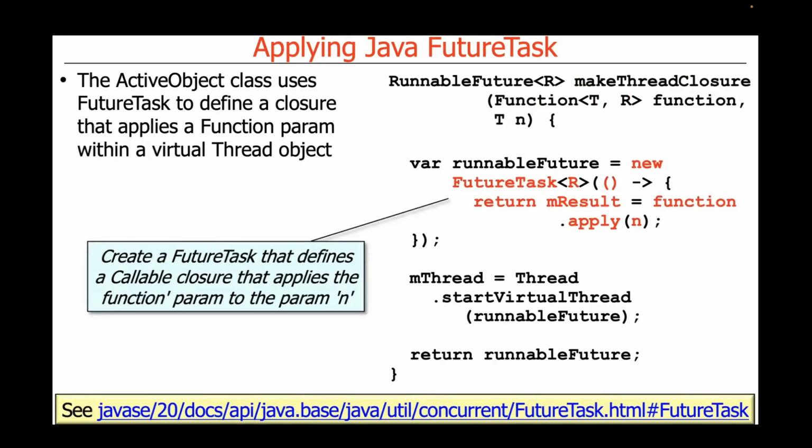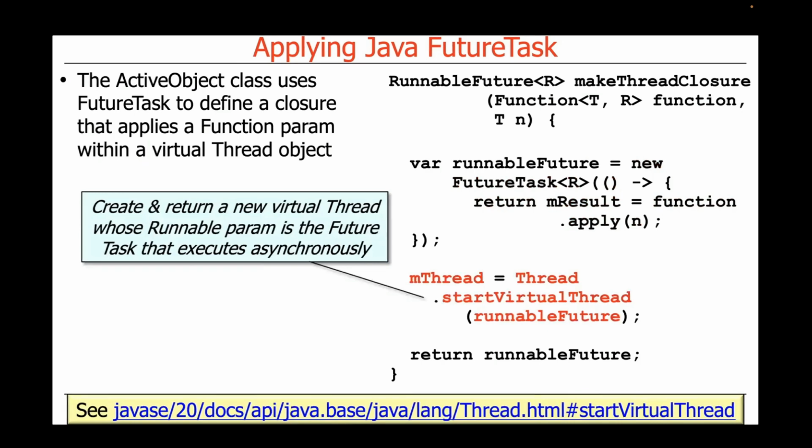It then goes ahead and makes a new future task that passes a callable as a lambda expression. And that callable is going to apply the function on the parameter n. And it's going to store that result into a field that's part of the ActiveObject class called mResult. After we've created this runnable future, we're then going to go ahead and pass that as the parameter to the thread start virtual thread method. And that's a factory method that makes a new virtual thread that will run that computation asynchronously in the background in the context of that virtual thread. And you can see how we also store the return value from start virtual thread into another field called mThread, because we're going to need that later.